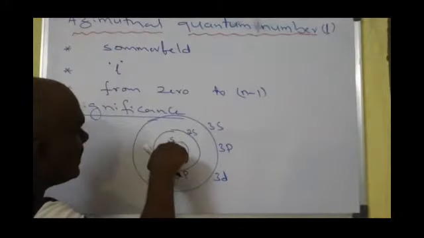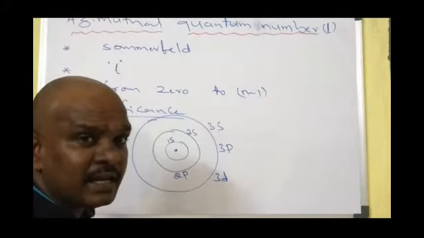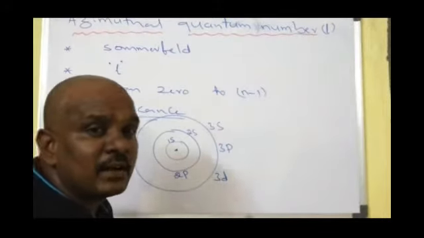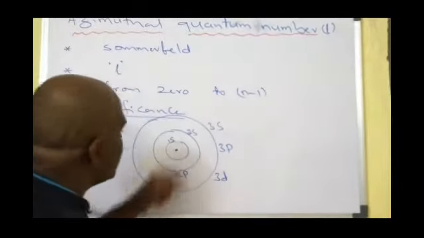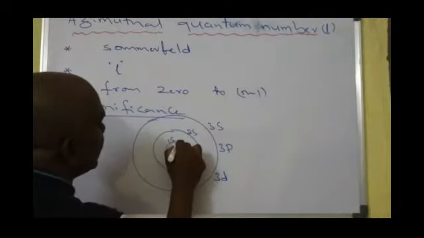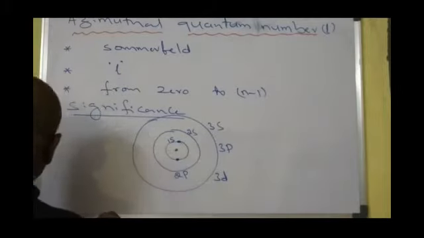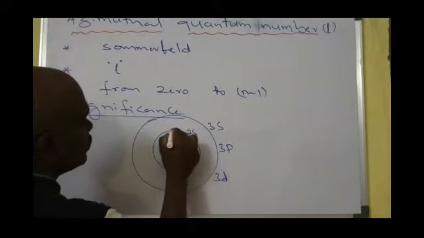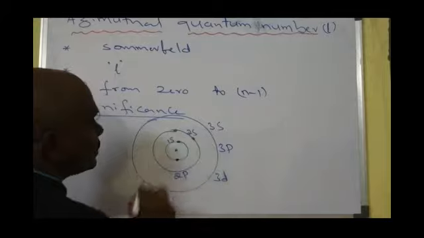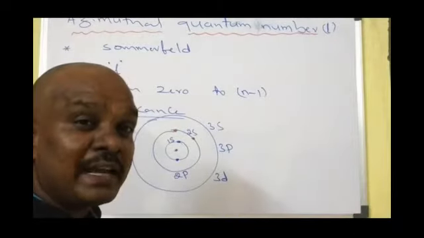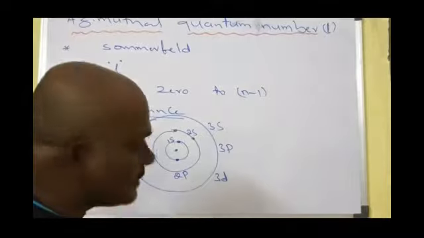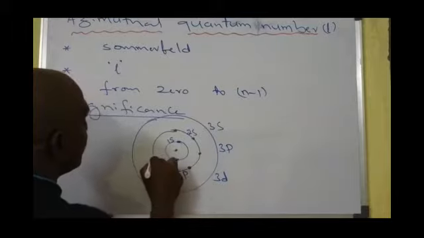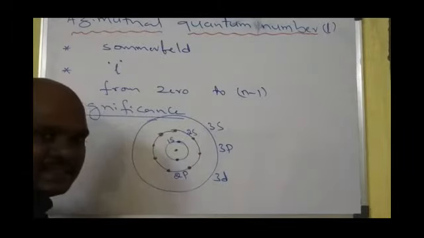The distribution: how many electrons are present in the 1s orbital, students? The maximum number of electrons accommodated in an s orbital is 2 only. That's why in the 1s orbital there are 2 electrons. In the 2s orbital, how many electrons? 2 electrons, students. The maximum number of electrons accommodated in p orbitals? 6. So you see now, 1, 2, 3, 4, 5, 6.